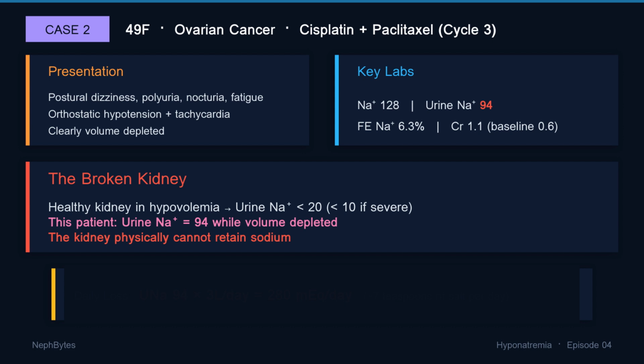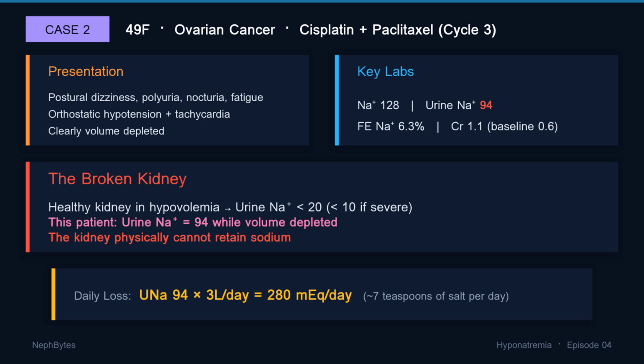Now calculate the daily losses. Urine sodium 94, urine output roughly 3 liters a day. That's 280 milliequivalents of sodium lost every single day. Nearly 7 teaspoons of salt flushing out through her kidneys daily while she becomes progressively more volume depleted and hyponatremic. This is the hallmark of cisplatin-induced salt wasting. Hypovolemia with inappropriately high urine sodium and polyuria.